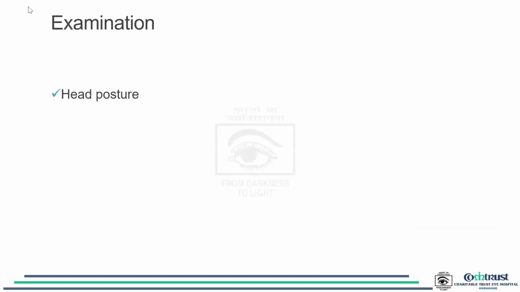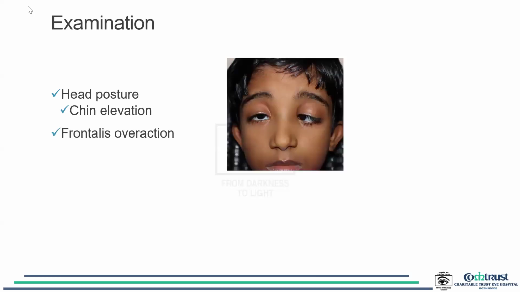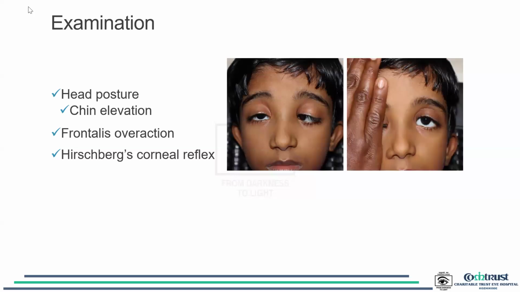Now, how do you break down examination? So, the moment the patient enters your OPD, you start examining him by looking at the way he places his head, whether there's a chin elevation where they compensate for the ptosis, and the presence of frontalis overaction. And by shining a torch at the patient in a primary gaze, you can elicit the Hirschberg's corneal reflex, where in a child like this, you can see that there is an associated esotropia and hypotropia.